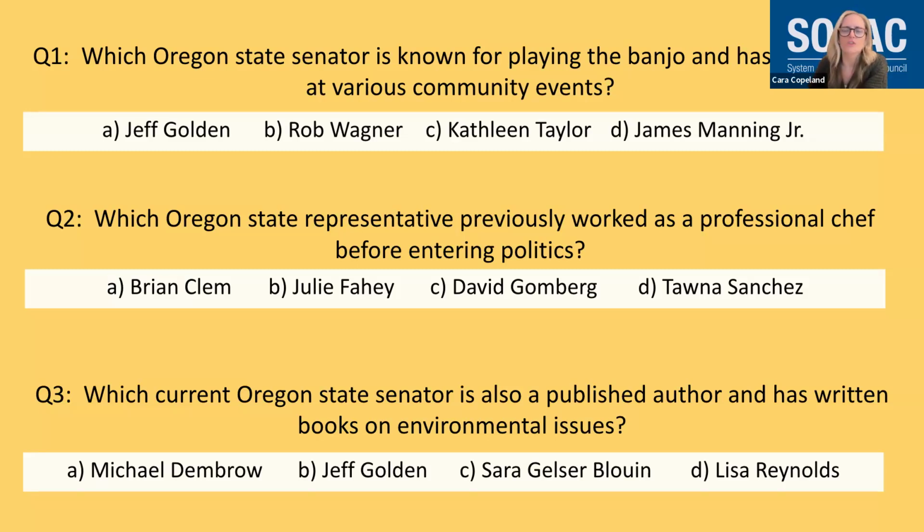Question 3. Which current Oregon State Senator is also a published author and has written books on environmental issues? Is it A, Michael Dembrow, B, Jeff Golden, C, Sarah Gelser-Blauen, or D, former State Senator Elizabeth Steiner? If you guessed Jeff Golden, you are correct.